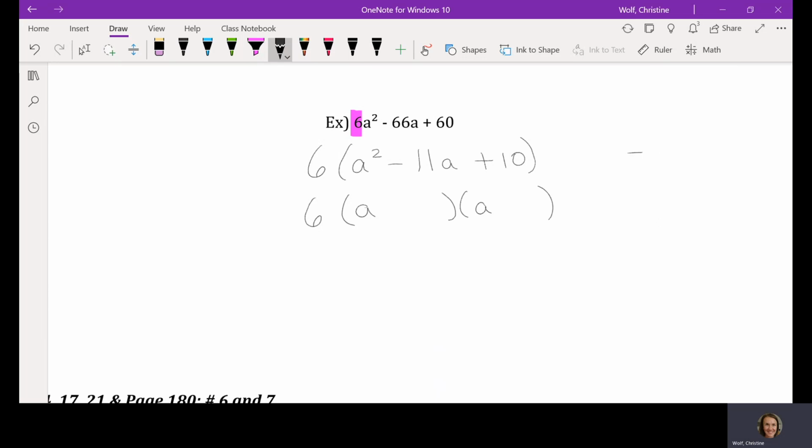For 10, my two options are 1 times 10 and 2 times 5. Which of those could somehow give me 11? There we go. If we added them, 1 plus 10 is 11. So we know we're going to have 1 and 10.